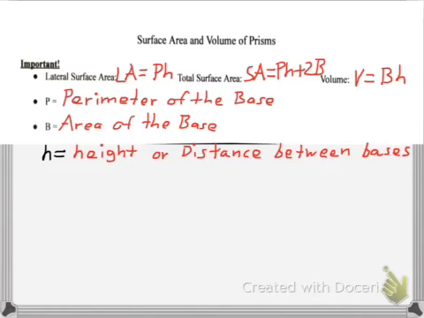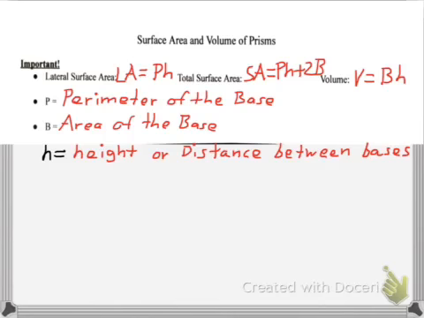Total surface area, that equation is SA equals the lateral surface area, which was capital P little h, plus 2 times the area of the base, which is a capital B there. You'll notice below it says capital B stands for the area of the base. And our last formula is for the volume. The volume equals capital B little h, so we take the area of the base and multiply it by the distance between the two bases.